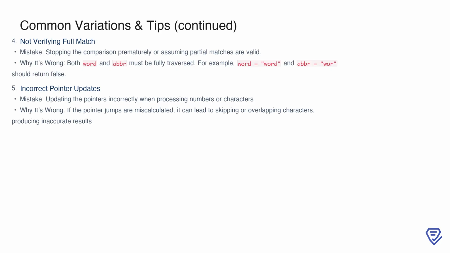Additionally, incorrect pointer updates can be a source of bugs. When processing numbers or characters in the abbreviation, the pointers for both the word and abbreviation need to be updated correctly. If the pointer jumps are miscalculated, you might skip or overlap characters, leading to inaccurate comparisons. Properly managing pointer updates ensures that the process stays in sync and produces the correct results.